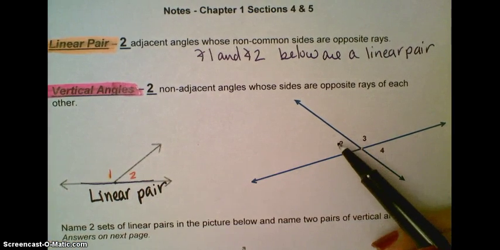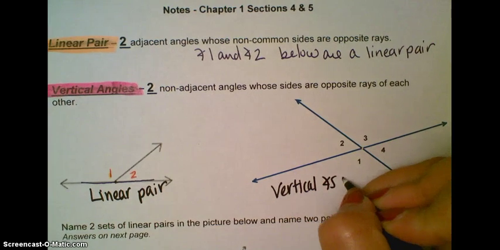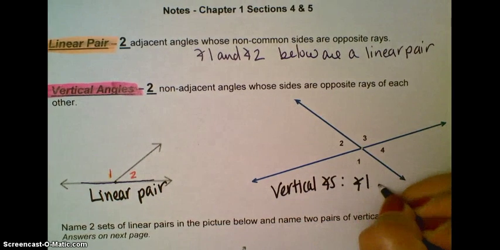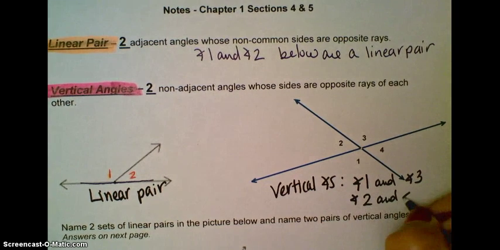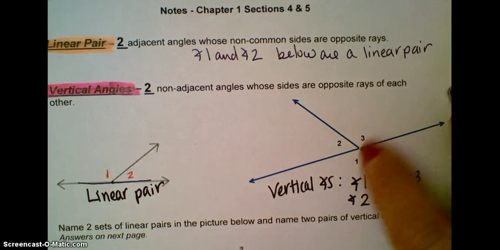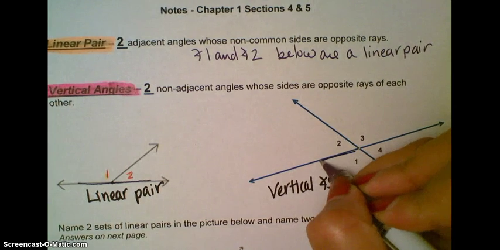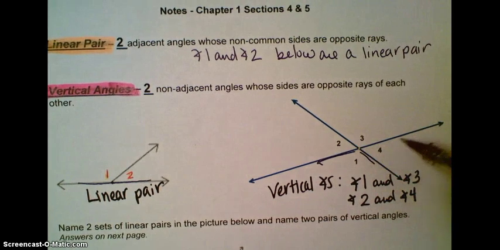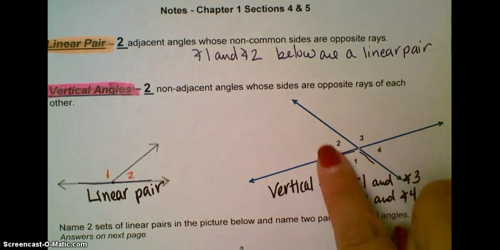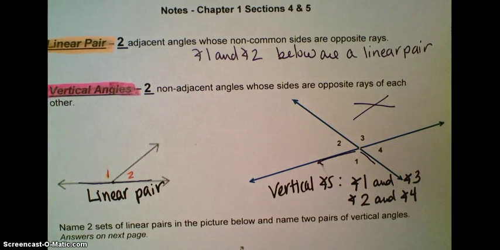And over here in this second picture, our vertical angles would be angle 1 and angle 3, and angle 2 and angle 4. Okay, notice 1 and 3 are not adjacent, but the sides of 1 form opposite rays with the sides of 3. You can also always think of this situation where two lines cross each other. You're always going to get two pairs of vertical angles when that occurs.